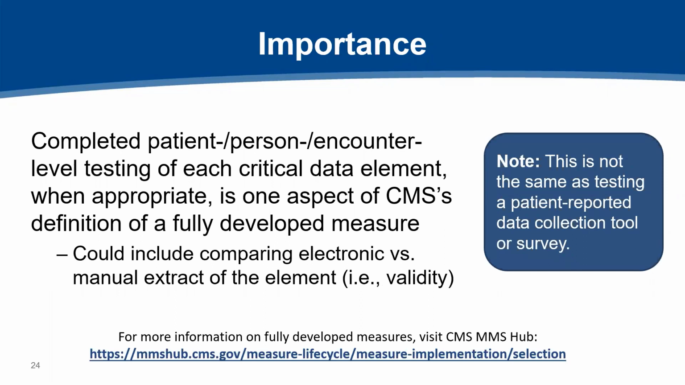So why should measure developers care about the difference in these terms? Well, one important reason is that completed patient/person encounter level testing of each critical data element when appropriate is one aspect of CMS's definition of a fully developed measure. So this type of testing could include comparing electronic versus a manual extract of the data element. This type of testing is not the same as testing a patient-reported data collection tool or survey. So the key takeaway here is that patient encounter level data refers to discrete kernels of information that comprise the measure. It does not mean that the information was collected directly from the patient. So hopefully that helps clarify the difference between those two terms. And I think we can move on to the next slide.